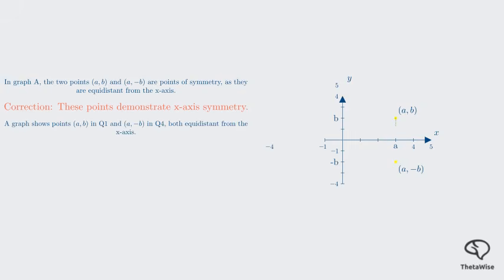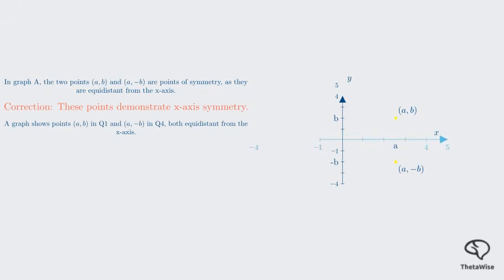Since their x coordinates are identical and their y coordinates are opposites, these 2 points are located at the same horizontal position but at equal distances above and below the x-axis. They are equidistant from the x-axis, just as the text says. This pair of points is characteristic of a graph that has the x-axis as its axis of symmetry.